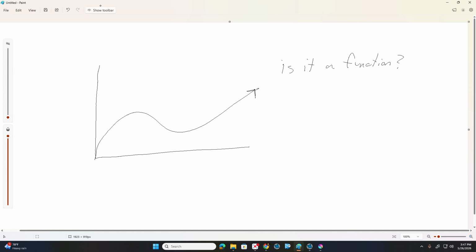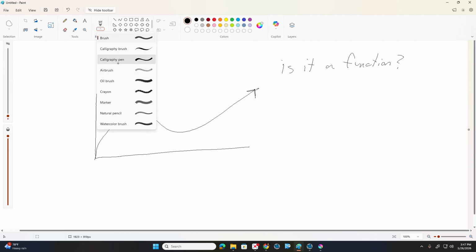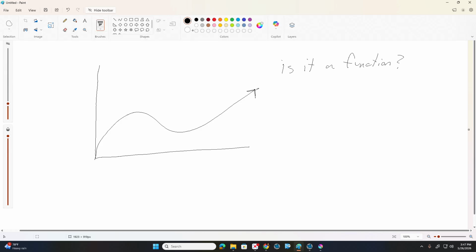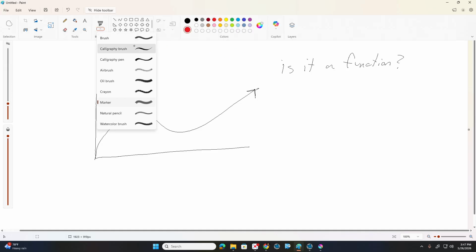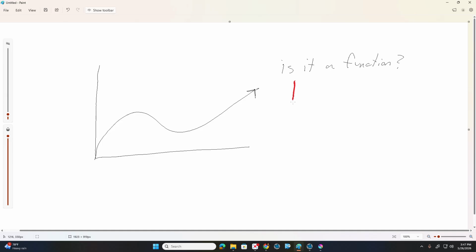The answer is, and I'm actually going to try to build something here. As we go a little bit further, maybe I'll get better at this kind of writing. Wow, that's way too thick. Let's go calligraphy brush. Okay. I'm just going to make the vertical line. And this is actually something sometimes referred to as the vertical line test.